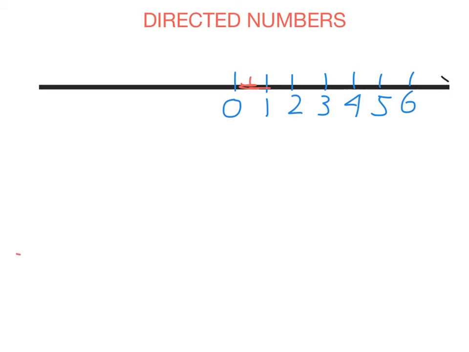Now you probably know that this line actually goes on forever. Numbers don't stop at 6. They go 7, 8, 9, up to 1,000,000, and they just keep going. So there is no highest number. Numbers never end. What you probably also realize is that as we're going to the right along here, the numbers are getting larger or greater. So 6 is greater than 5, 5 is greater than 4, and so on.